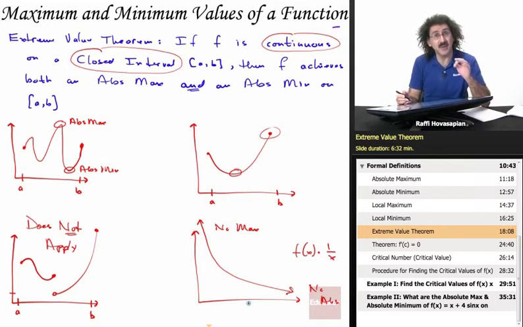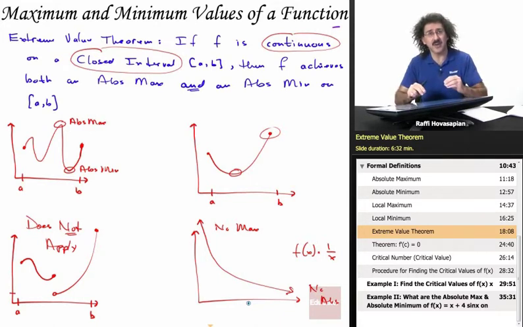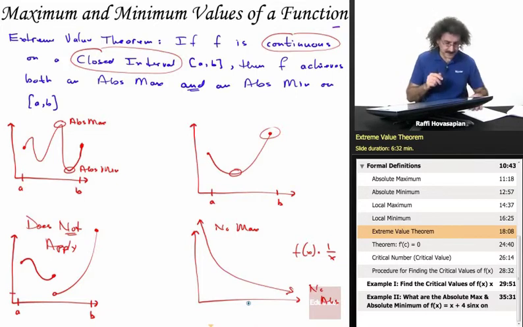Absolute max, absolute min, they have to belong to the domain. So the x values at which the absolute max and absolute min are achieved, they have to be part of the domain. That's it. Okay.